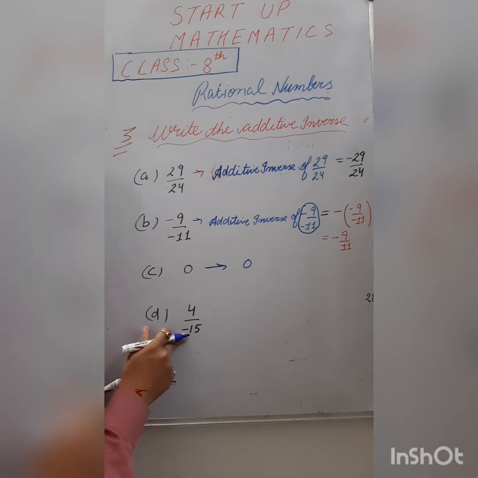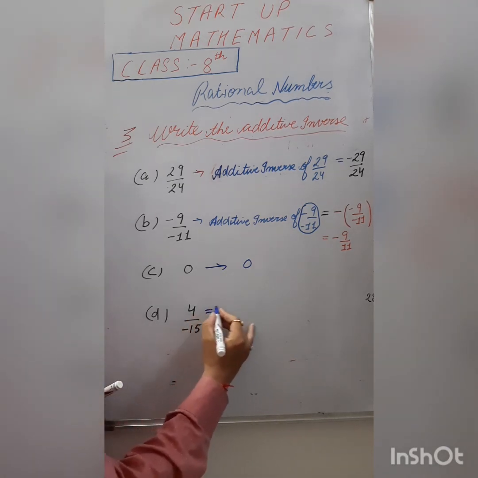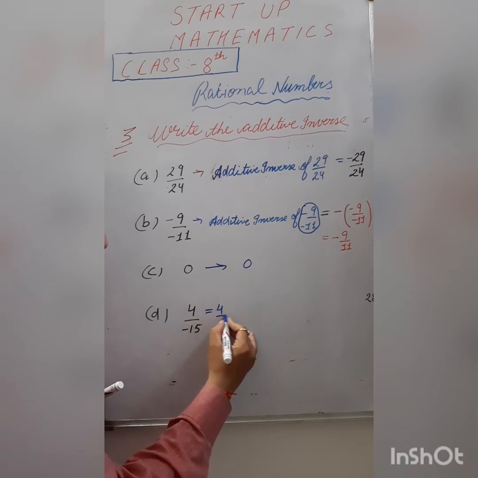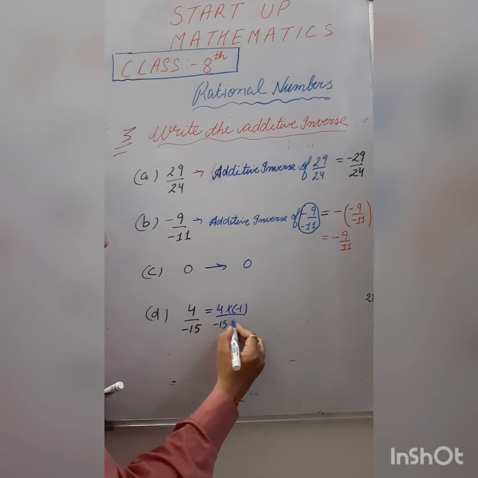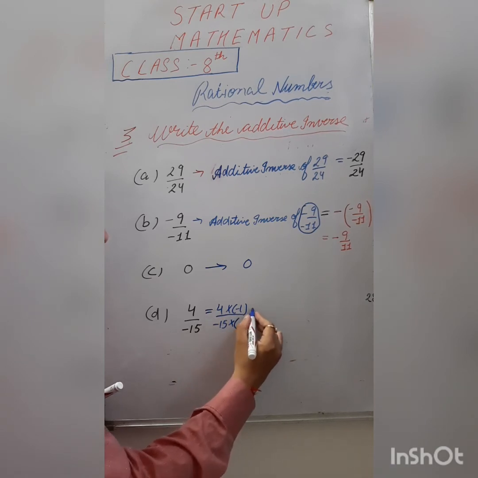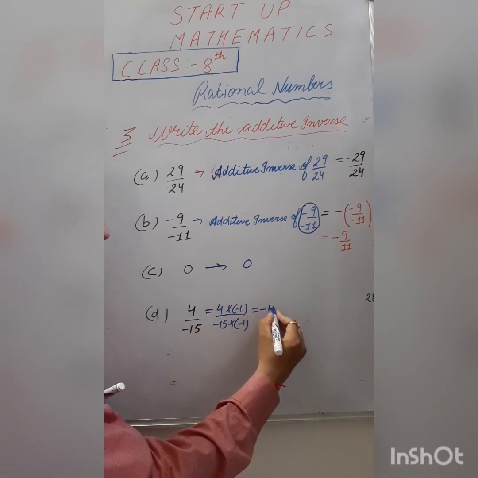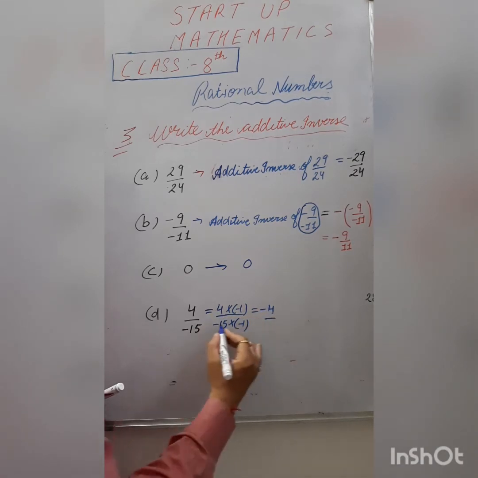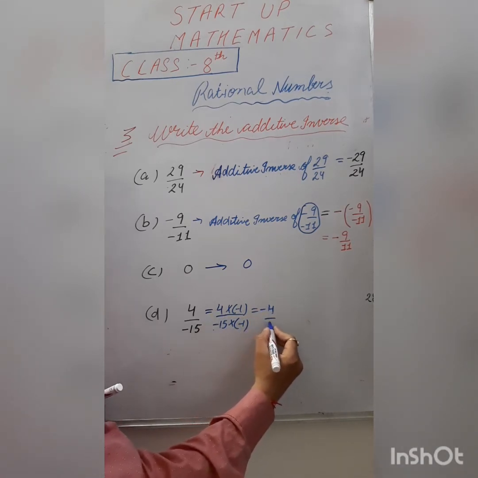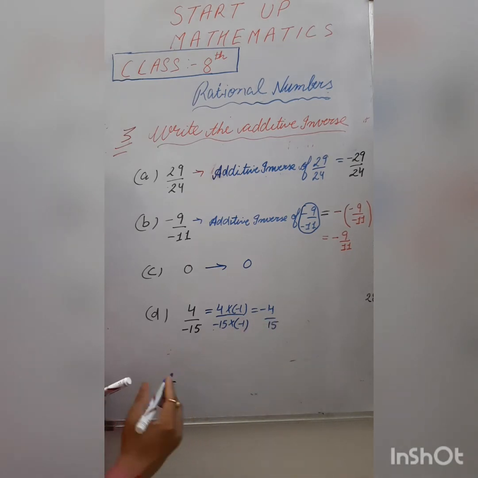Next is, see here, again the additive inverse of 4 by minus 15. You can firstly make the denominator positive. 4 by minus 15, you can multiply it with minus 1 in the numerator and minus 1 in the denominator. So the answer is 4 multiplied by minus 1, that is minus 4, and minus 15 multiplied by minus 1 is plus 15. Now you will find the additive inverse.